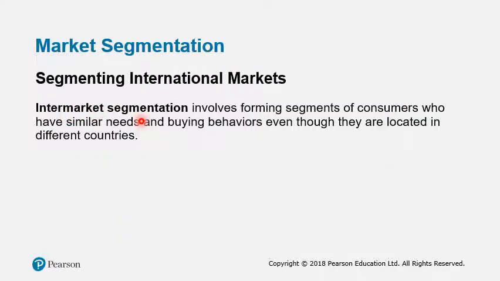Inter-market segmentation means you are forming a segment of consumers who have similar needs and also buying behavior, although they are located in different countries. Okay, there is inter-market segmentation. So that means there is similar demand for the product, but they are located differently in different countries.